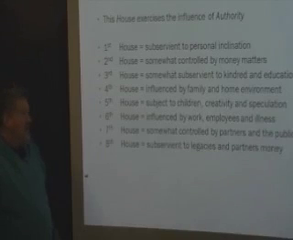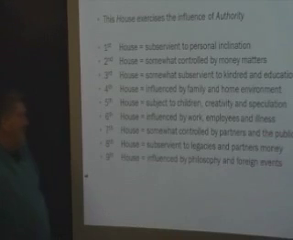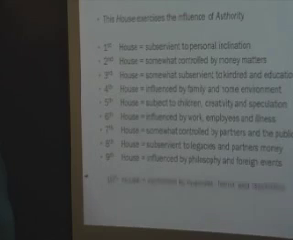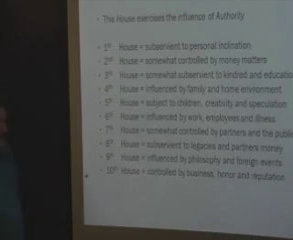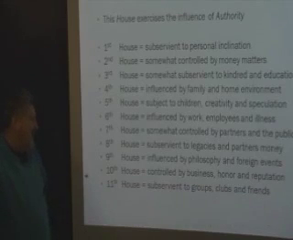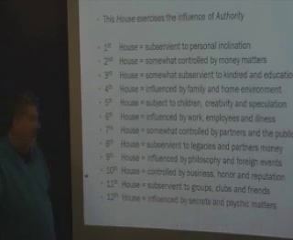7th house, partners in the public. 8th house, other people's money. 9th house, philosophy and foreign affairs. 10th house, business, your honor and reputation, or by bosses, superiors. 11th house, it will be influenced by groups, clubs, and friends. And the 12th house by secret matters or by psychic influences.